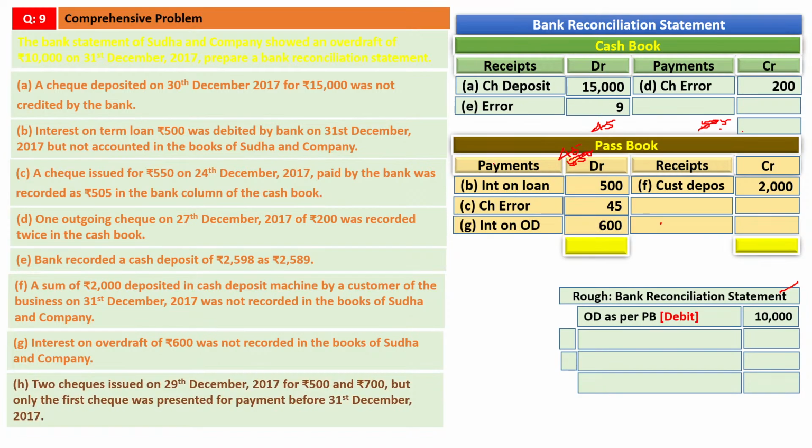Two checks issued on 29th December 2017 for rupees 500 and 700, but only the first check was presented for payment before 31st December. Okay. So two checks, 500 and 700, and 700 is still pending. Only 500 is presented for payment. So 700 issued remains recorded only in our cash book payment side, with no corresponding record available there.